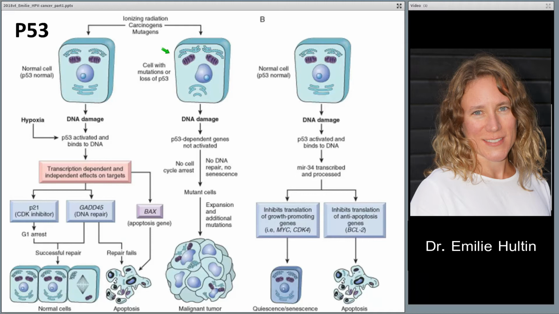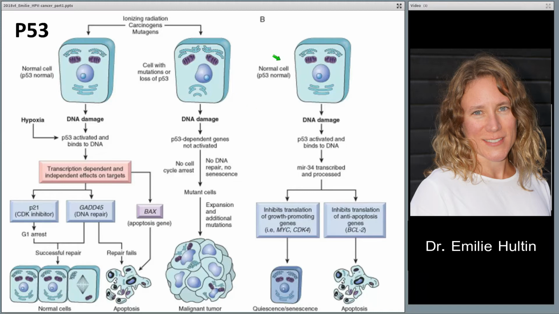So that was the happy normal cell. However, if we have cells with mutated p53 or the p53 function is lost, and we have DNA damage in a certain cell, these p53 dependent genes will not be activated, so the cell cycle will not turn into arrest and will not be stopped. The DNA will not be repaired and the cell will not die. So we will have a mutant cell that can continue to grow and expand, and eventually it can form a malignant tumor of mutated cells.